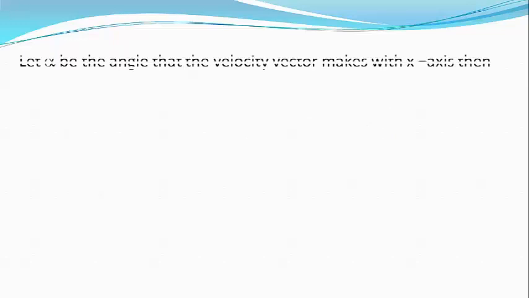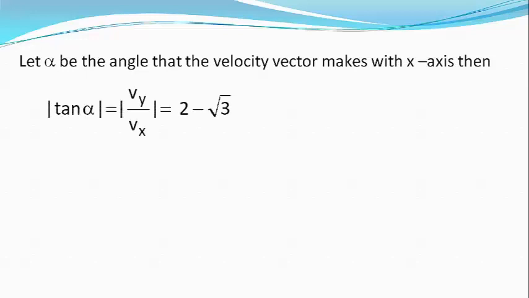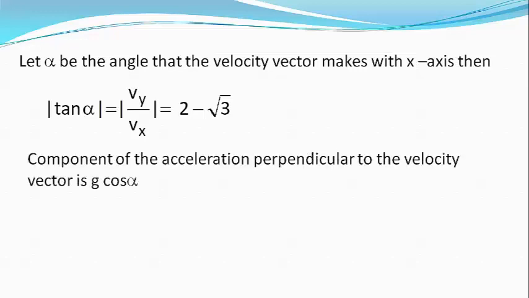Let alpha be the angle that the velocity vector makes with x-axis, then modulus of tan alpha equals modulus of vy divided by vx, which equals 2 minus root 3. The component of the acceleration perpendicular to the velocity vector is g cos alpha.